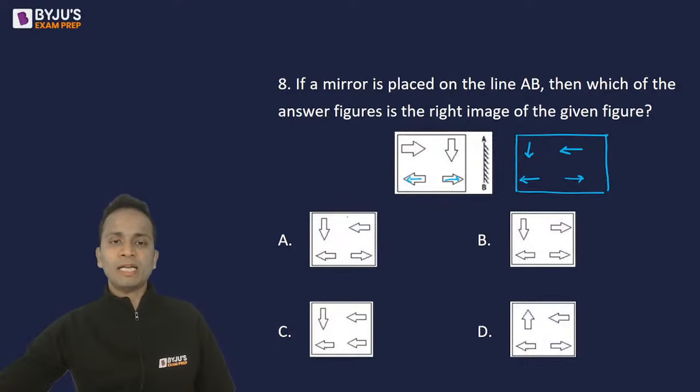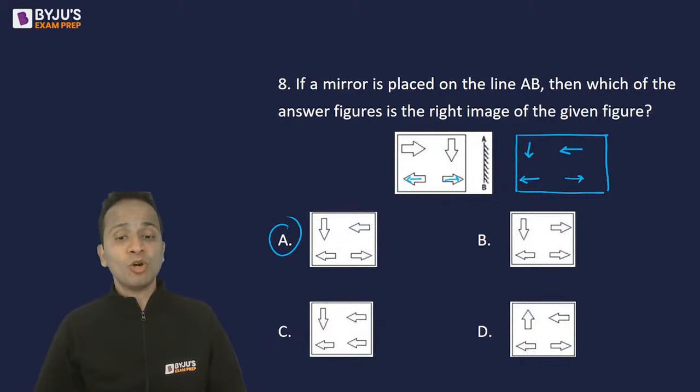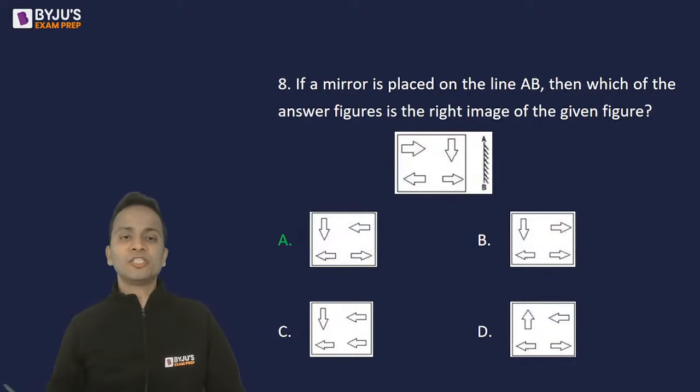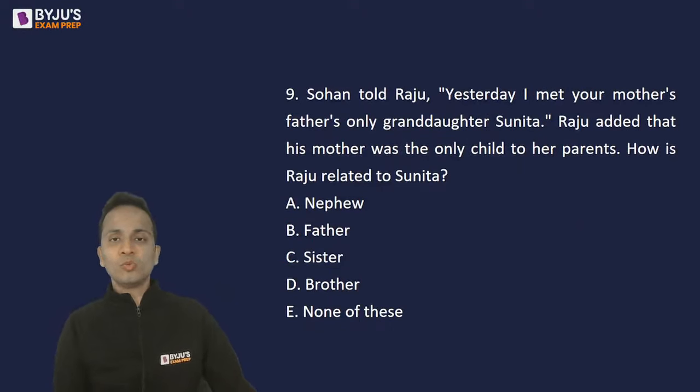So which option is matching? I believe option A is matching as correctly given by all of you. So the correct answer should be option A. So question number 8, option A is correct. Let's move on towards question number 9, which is on blood relations.